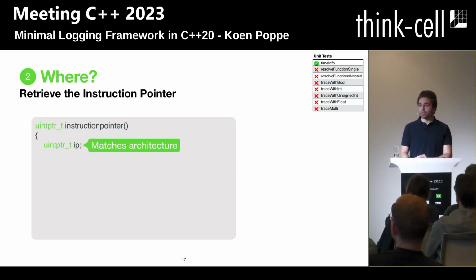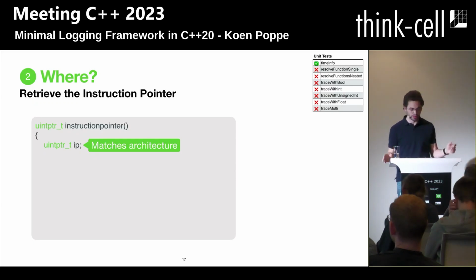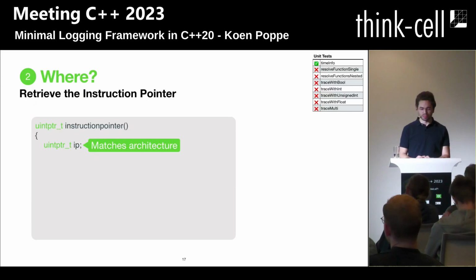And what type are we going to give that? Well, it's just another pointer. So we can use the unsigned int pointer type for that, which is useful because it matches your platform. So 32-bit or 64-bit, it doesn't matter. It will be the correct type. So this makes it easy to write.